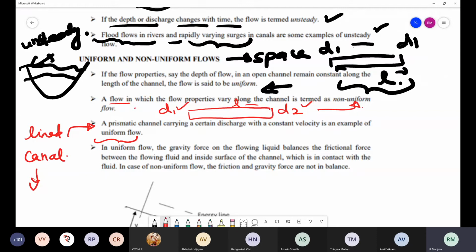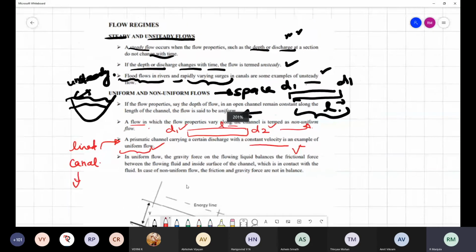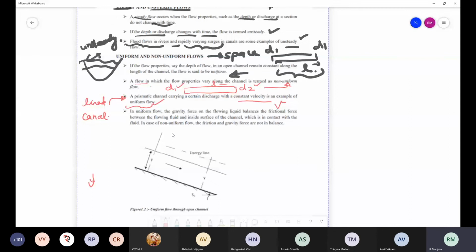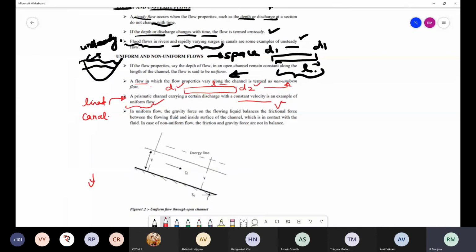So in these lined canals the velocity remains constant. Let us say velocity is V. In the lined canals, I can say this is a uniform flow. So lined canals with constant velocity are an example of uniform flow. And also in case of uniform flow, the gravity force acting on the flowing fluid is balancing the frictional force between the flowing liquid and the inside surface of the channel.